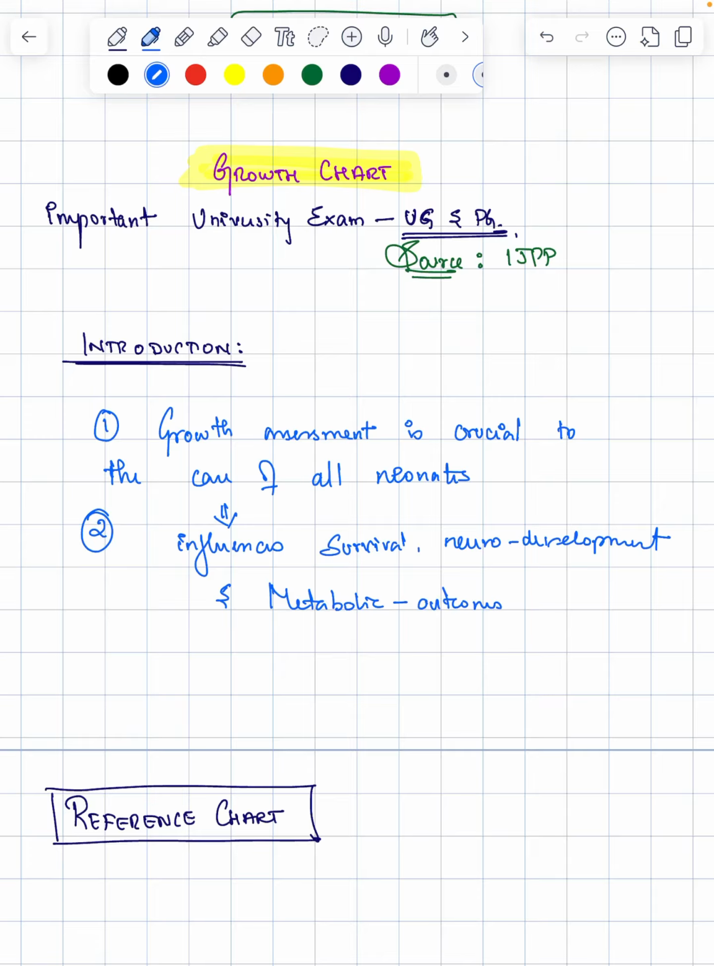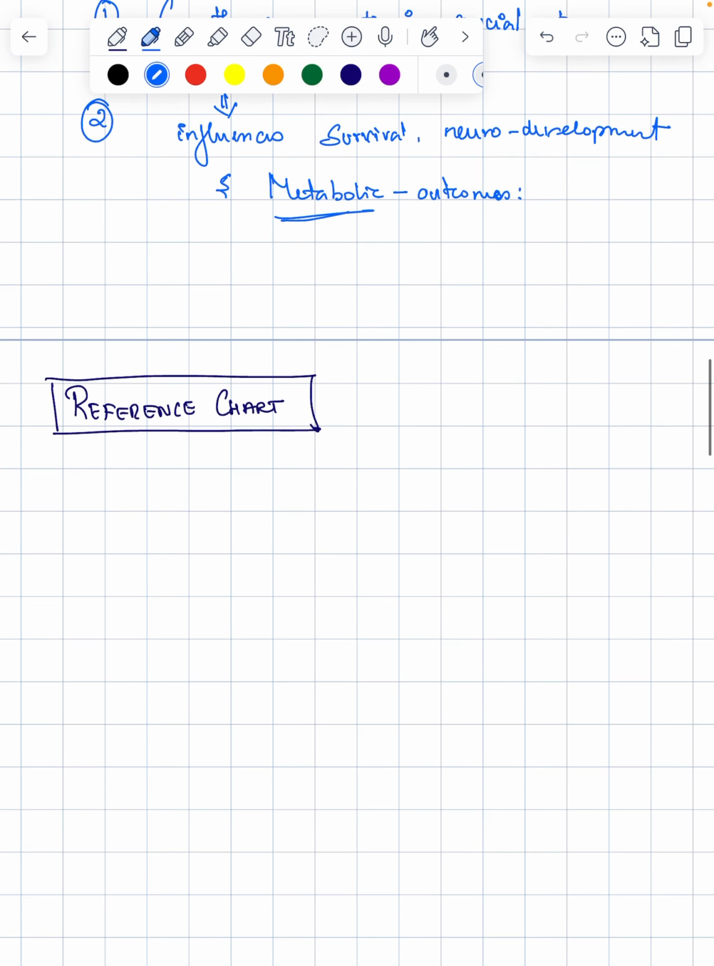Next, what are the growth charts you have? We have two types of growth chart. Actually, the growth chart has been classified into two. That is, one is your reference chart, another one is your standard chart. What is a reference chart? So a reference chart reports how the infants in a particular population have grown during a given period of time.